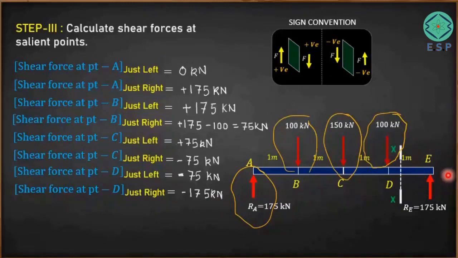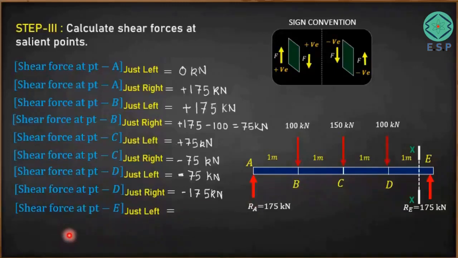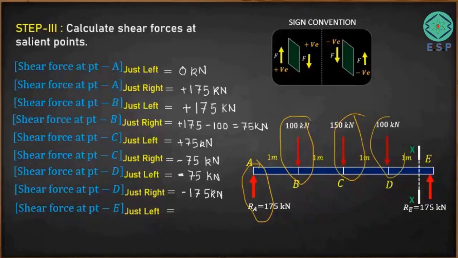Now we'll try to see shear force at point E, just left and just right. To calculate shear force at point E just left, it means your reference plane is just left of the point E. Now if you see here, the forces covered are this force, this force, this force and this force, right? These four forces are covered. There is no other force that has come into the picture, and the addition of all these forces has given us minus 175. In the previous case also it was the same, so it will be minus 175 kilonewton.